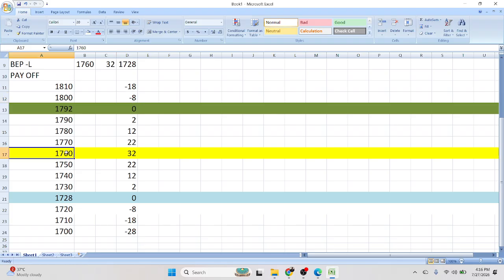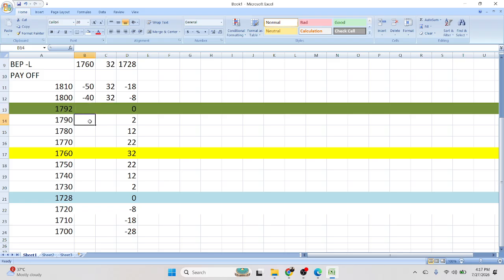Because the difference between these strike prices is 50 points, and we have received the premium of 32 points, so it will protect you only up to 32 points. So 50 minus 32 equals 18 points. There would be the loss. Here minus 40 plus 32 equals 8 points.